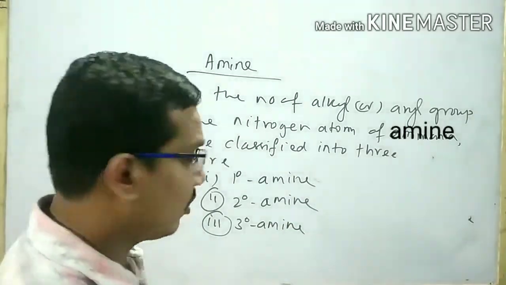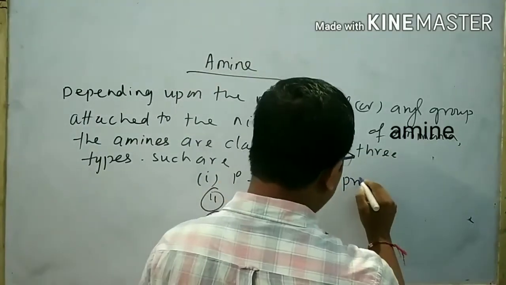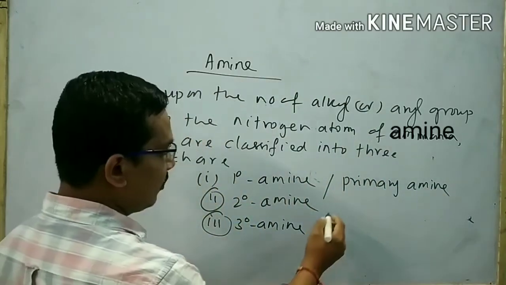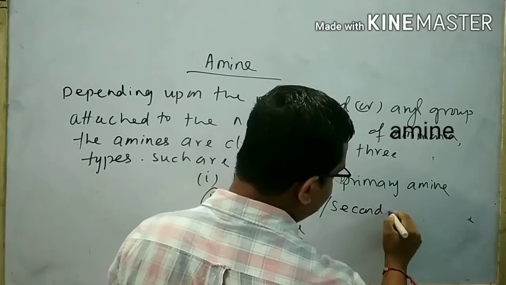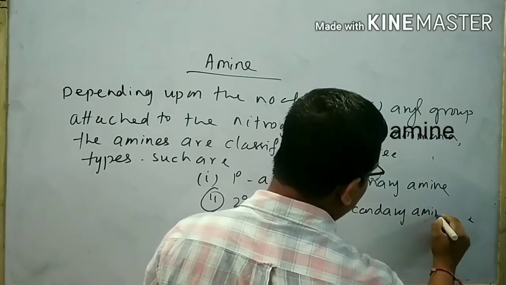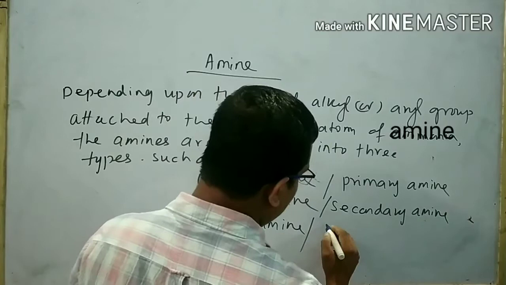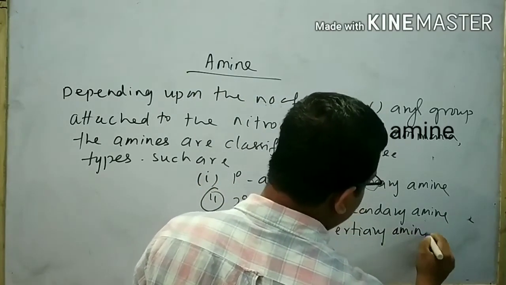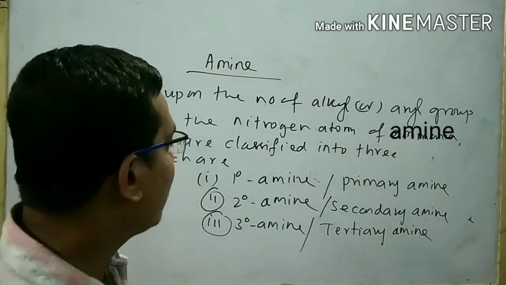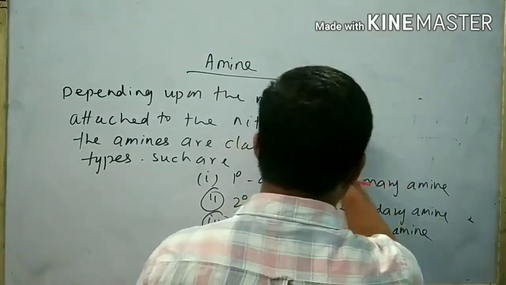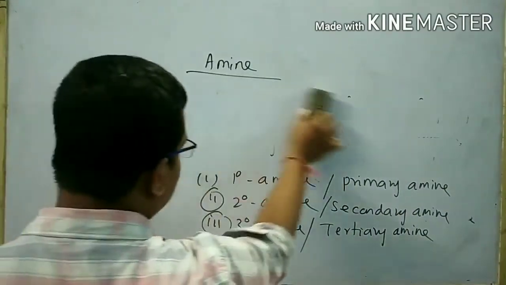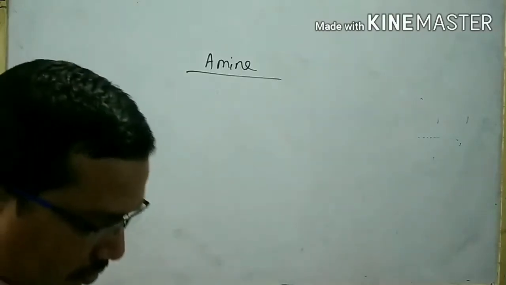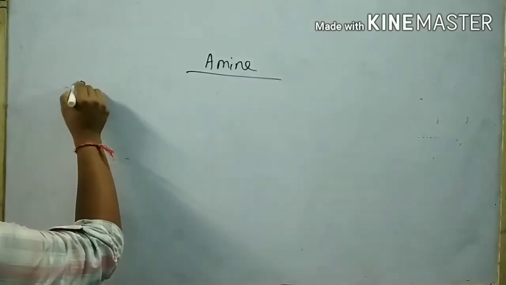1 degree amine is also called primary amine. 2 degree amine is also called your secondary amine. And 3 degree amine is also called tertiary amine. Now I will discuss the primary amine. What is primary amine? One degree amine.